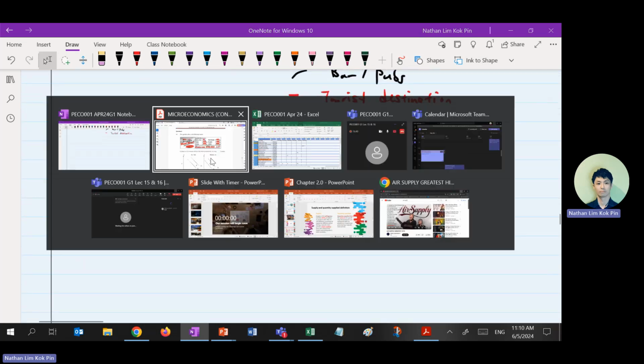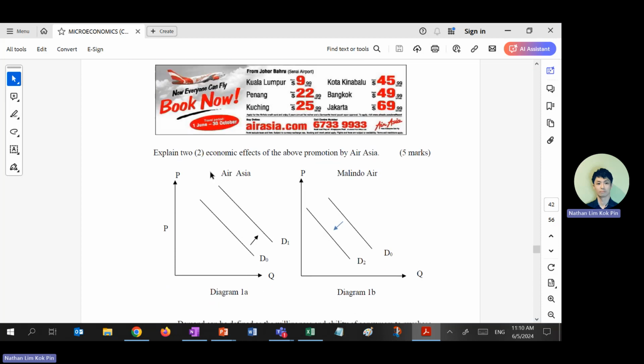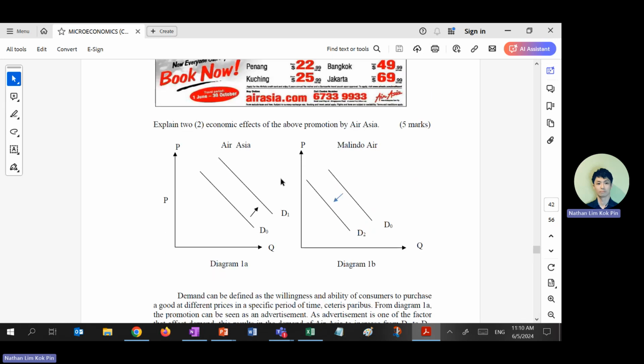Okay. So AirAsia, I wrote about the advertisement, right? Advertisement. And Malindo Air is a substitute, so make sense? Yes?